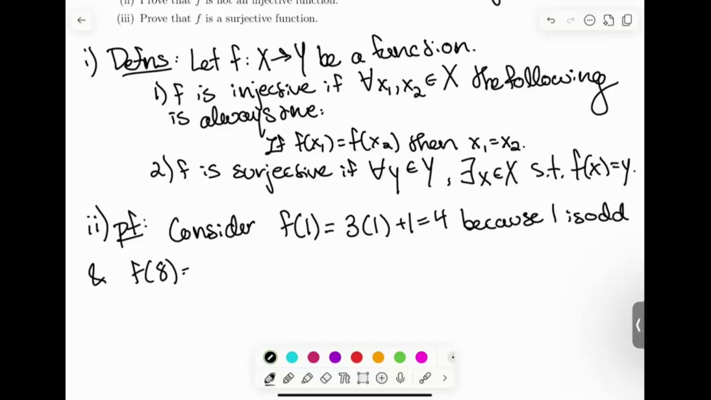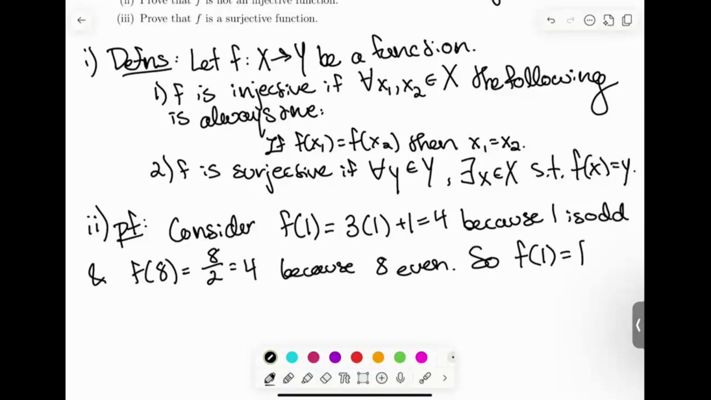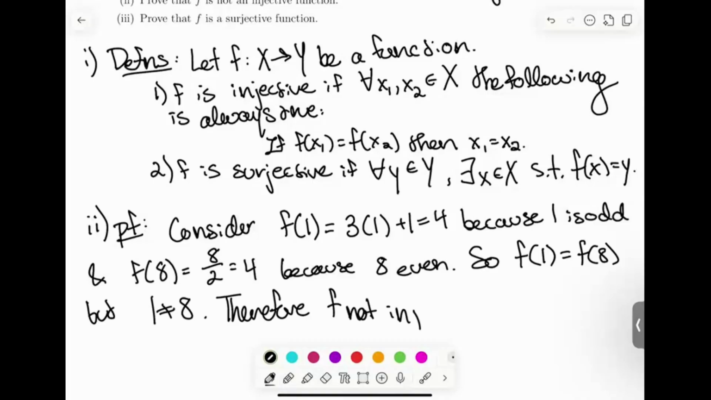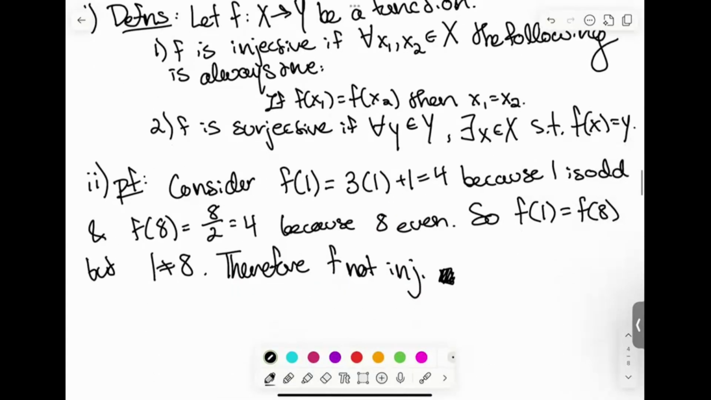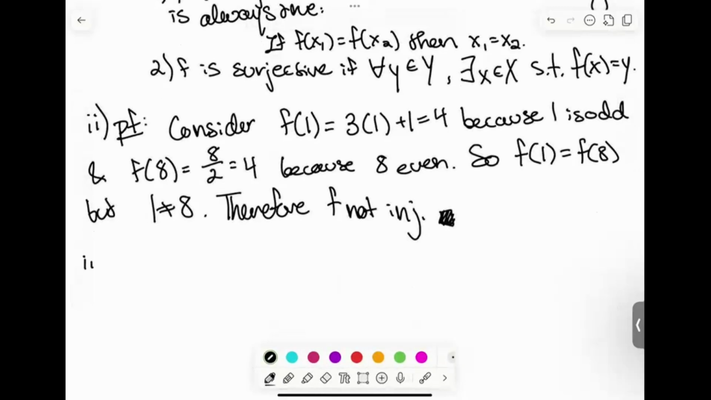And f of 8 equals 8 divided by 2, which is 4, because 8 is even. So f of 1 equals f of 8, but 1 does not equal 8, famously. Therefore, f is not injective. Yay.